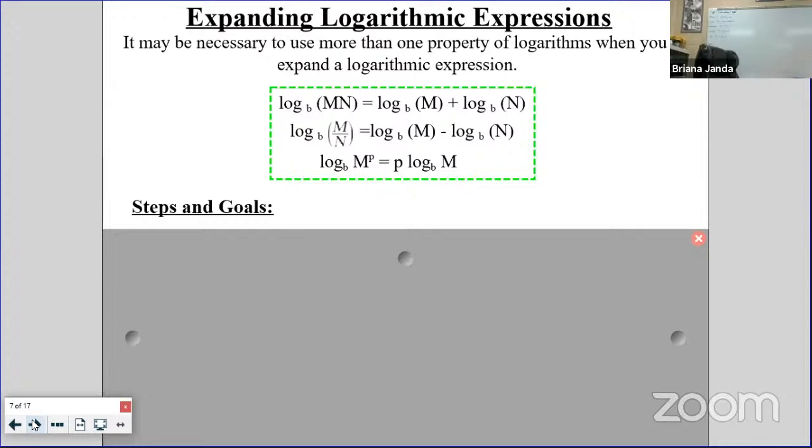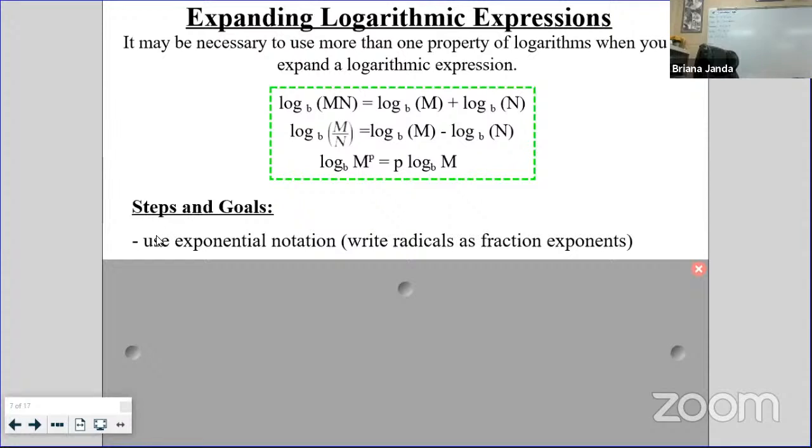So just some ways. Now this will kind of ebb and flow as you look at each problem because we might have to revisit certain steps or whatever. But some things to think about as you attack these. The first thing I always do when I am trying to expand my logarithmic expression is to take all exponents, take all radicals and rewrite them as exponents. Okay, so rewrite my radicals as fraction exponents. That's the first thing I'll always do.